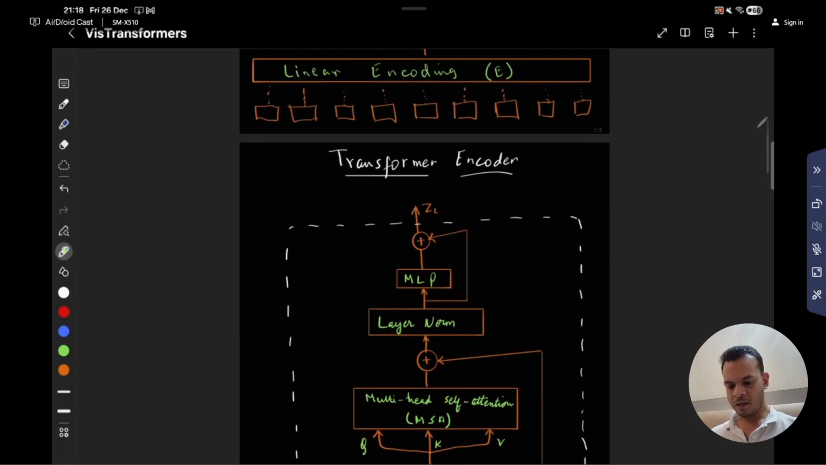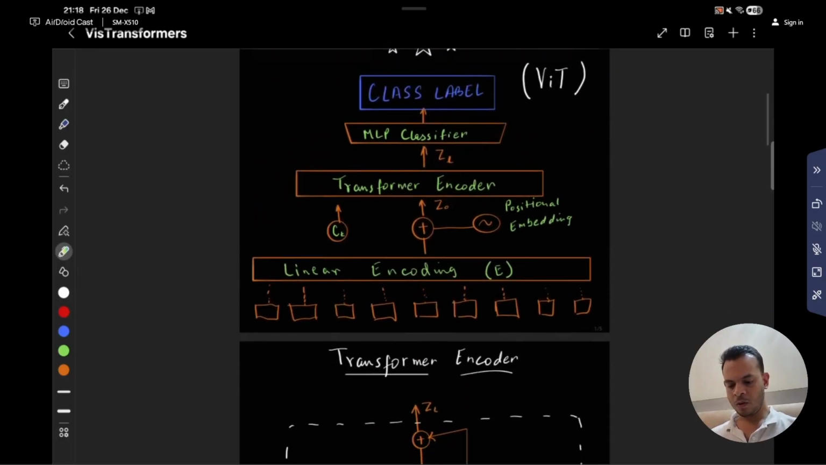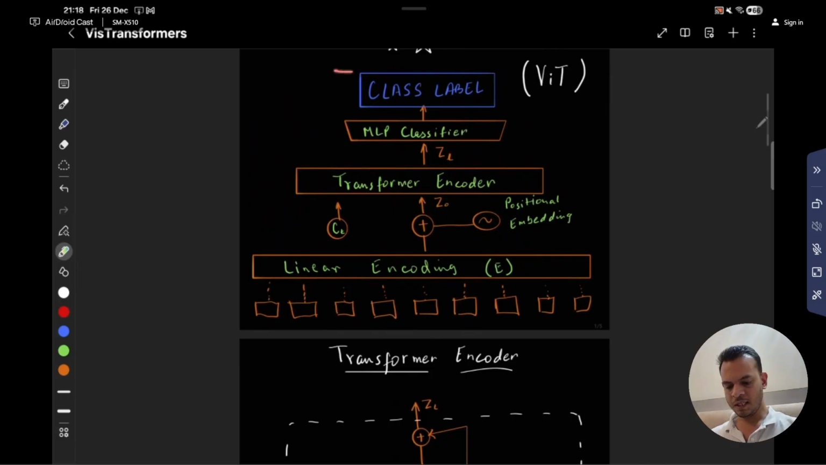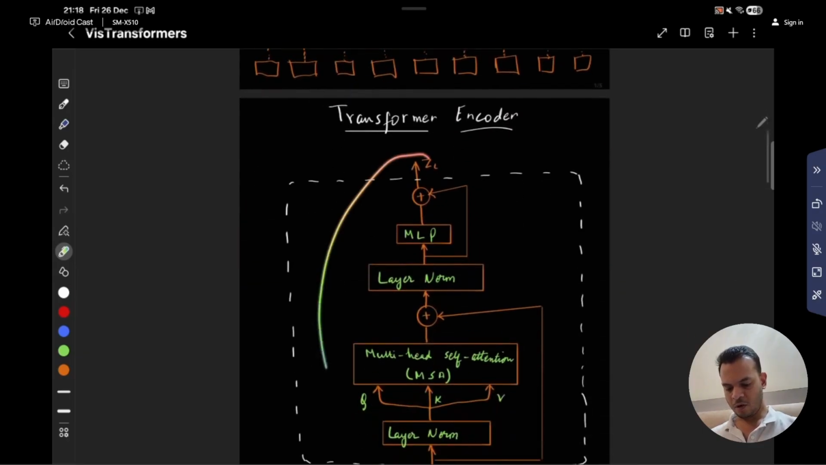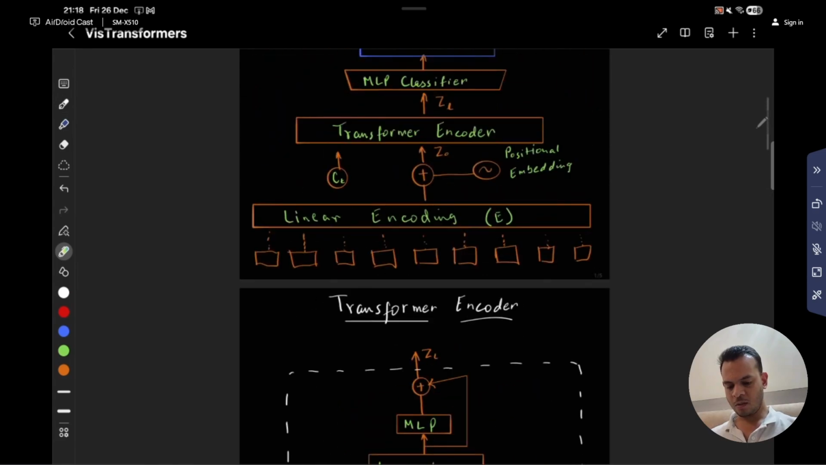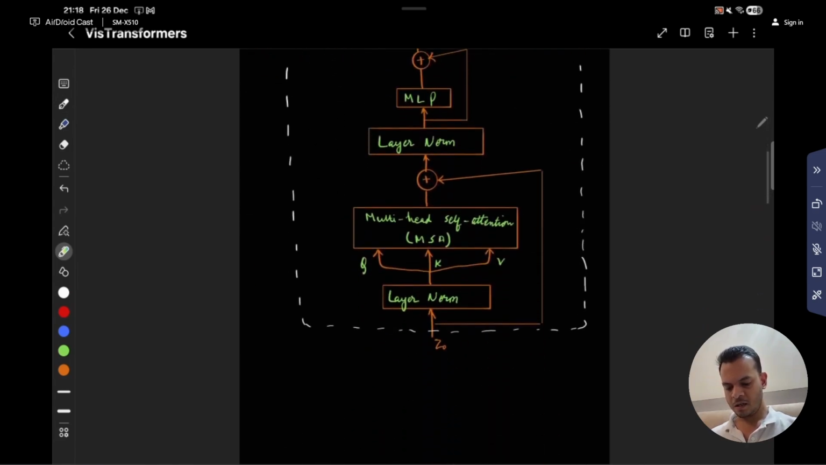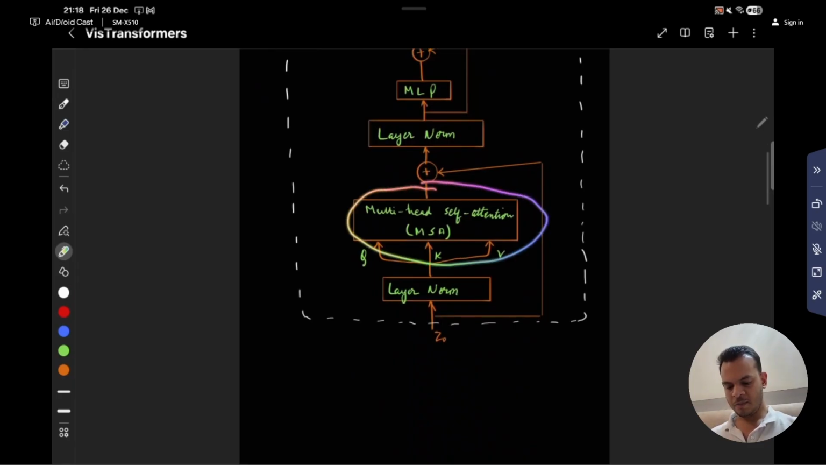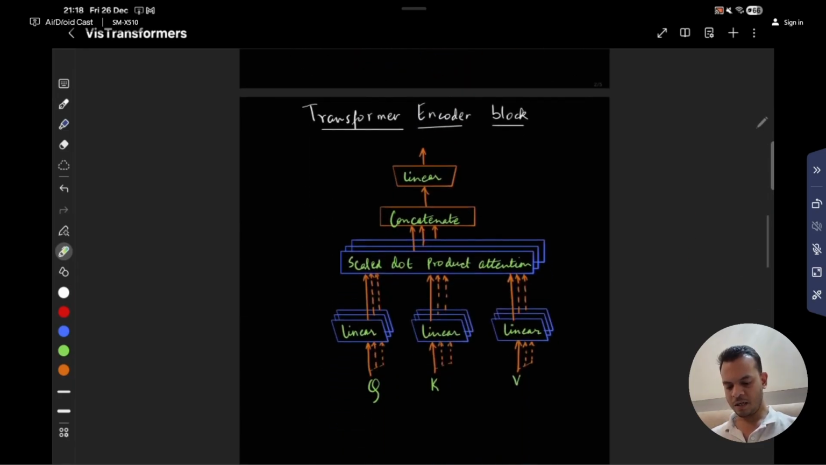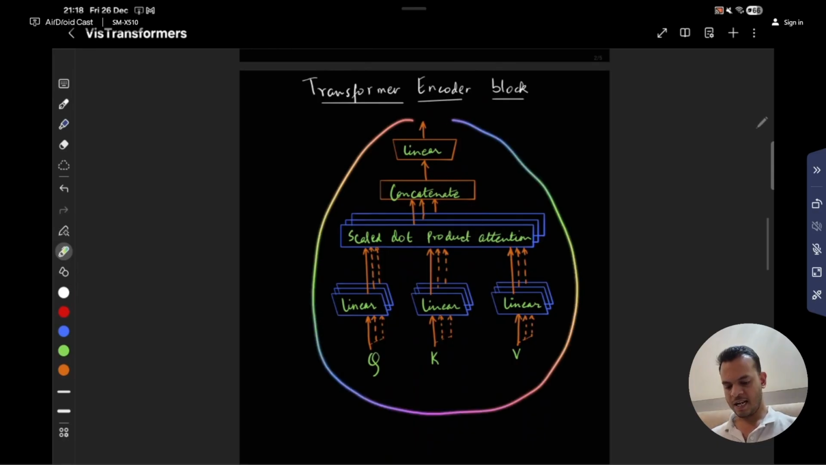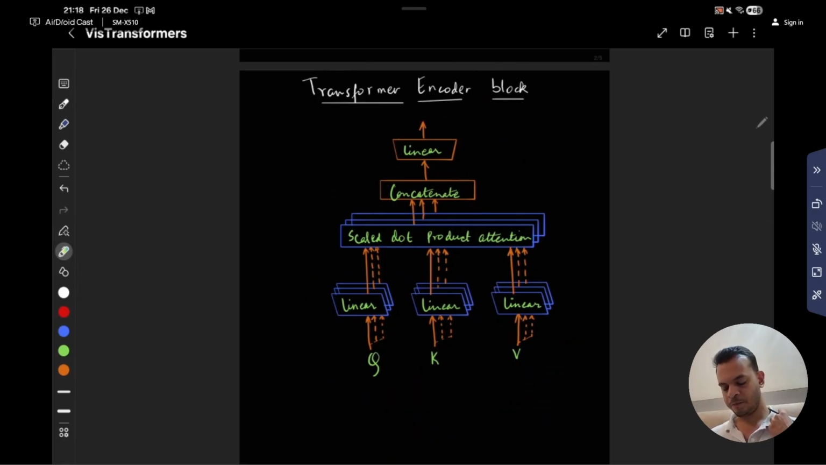Now, once again, I would like to remind you all that this is our complete visual transformer architecture, and this part that we were talking about, the transformer encoder block, is this part, and this MSA part, the multi-headed self-attention part, is this actually, which we'll be seeing in detail right now.